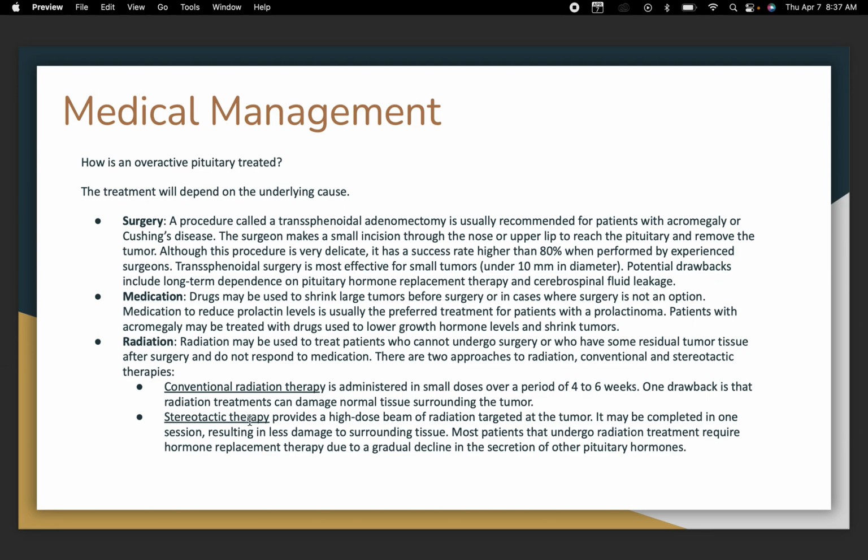So conventional radiation therapy is administered in small doses over a period of 4 to 6 weeks. One drawback is that radiation treatments can damage normal tissue surrounding the tumor.